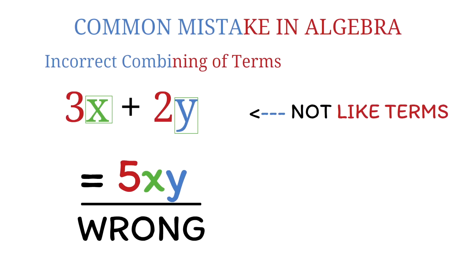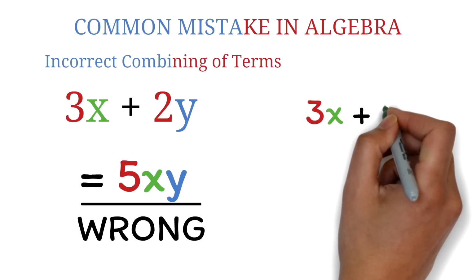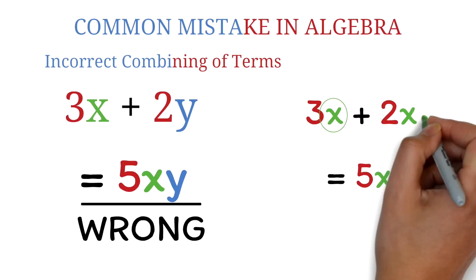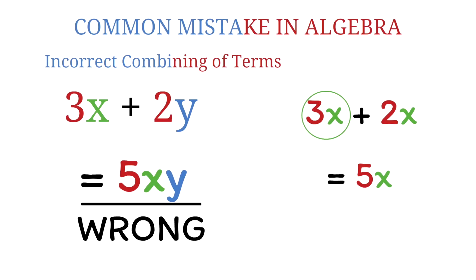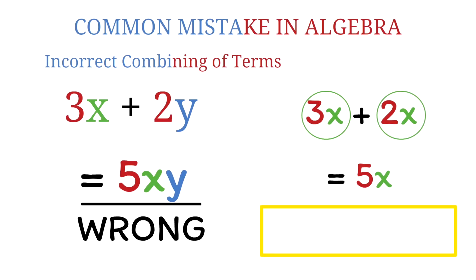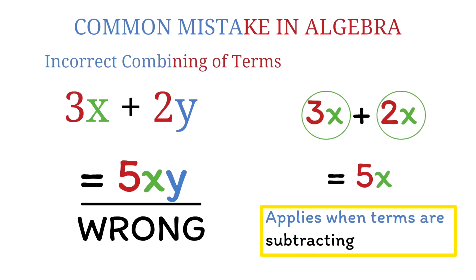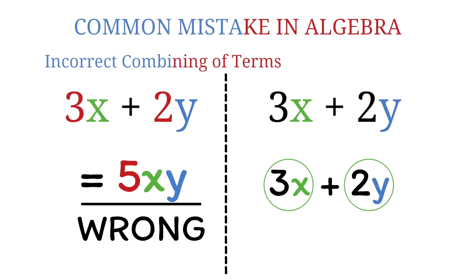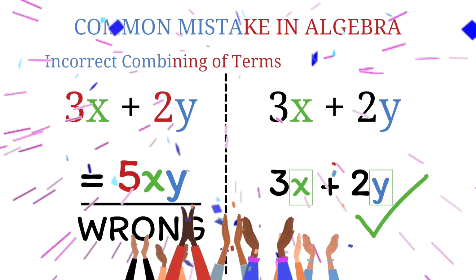But if their parts are not exactly the same, they cannot be combined. They must be left alone. For example, if we had the expression 3x plus 2x, this would give us the answer 5x because the variable x is the same for the term 3x and the term 2x. Note that this also applies when terms are being subtracted. So the right way to solve this example is to leave it the way it is. 3x plus 2y. Since 3x and 2y both have different variables, x and y, they cannot be combined when adding terms.